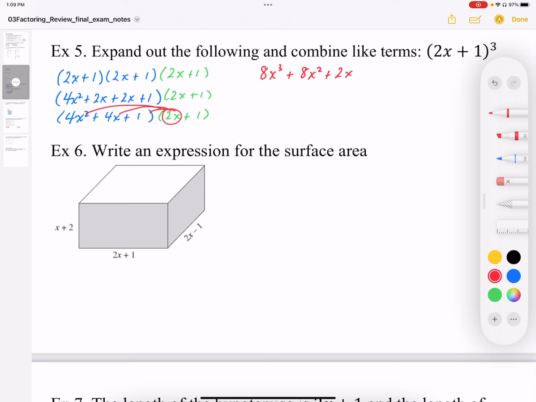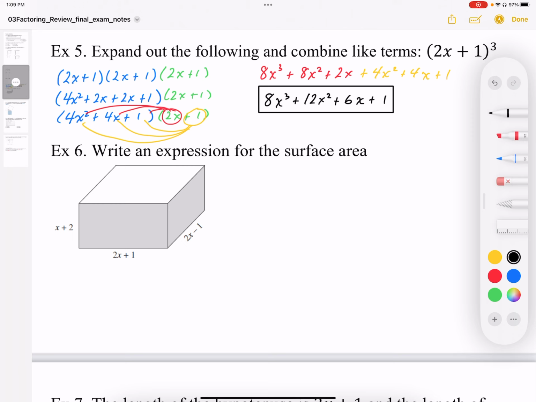Okay, that's distributing the 2x, and then we also need to distribute out the other term here. So I'm going to choose a different color. We're going to distribute plus 1 times all these terms. So we end up with plus 4x squared plus 4x plus 1, and then we're going to combine our like terms. So we have 8x cubed plus 12x squared plus 6x plus 1. Okay, so there's our final answer.